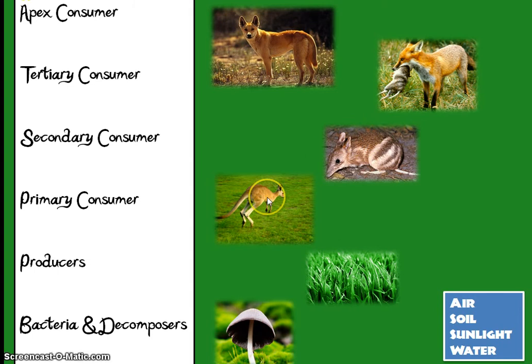Now, obviously, tertiary consumers are also carnivores, and they're carnivores that eat other carnivores, whereas our secondary consumers are carnivores that eat herbivores. So our top consumer, or our apex consumer, is an animal which does not have any other predators. So they're the top animal within that ecosystem.